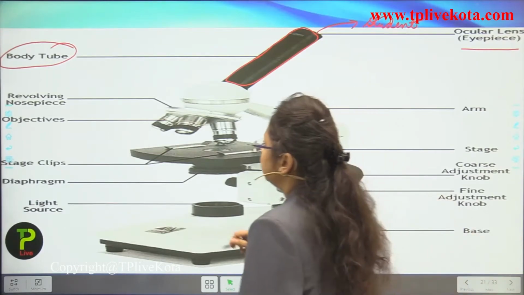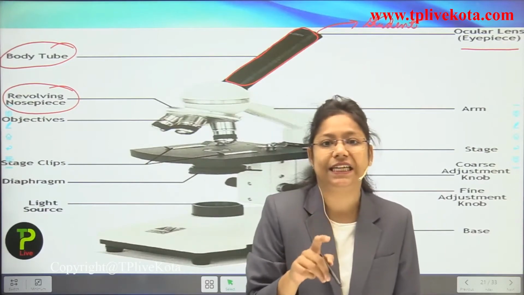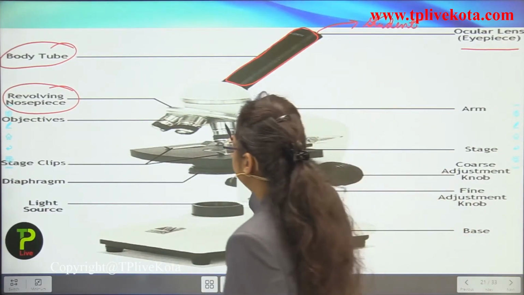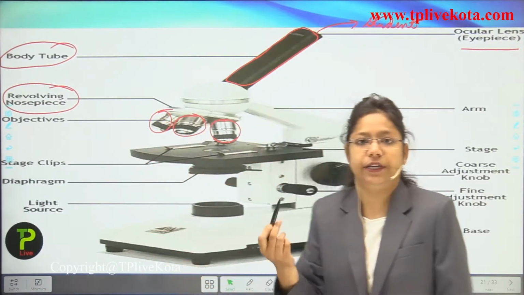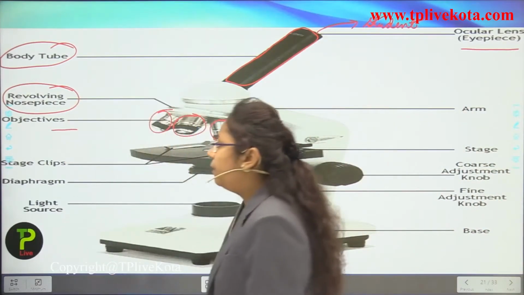Okay, next is the revolving nose piece. Now why are we using the word revolving here? As I said, you can adjust the nose piece according to the power lens. So these are the different types of power lenses which are used here. So we can adjust according to our specimen. Next are the objectives which are used as power lenses.